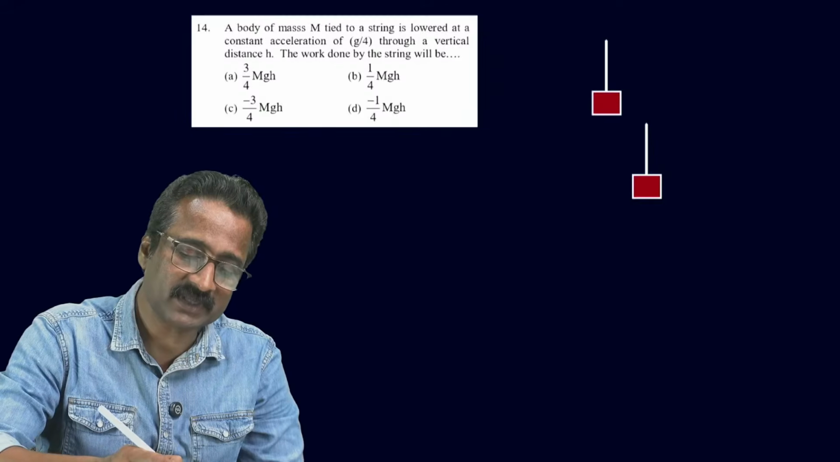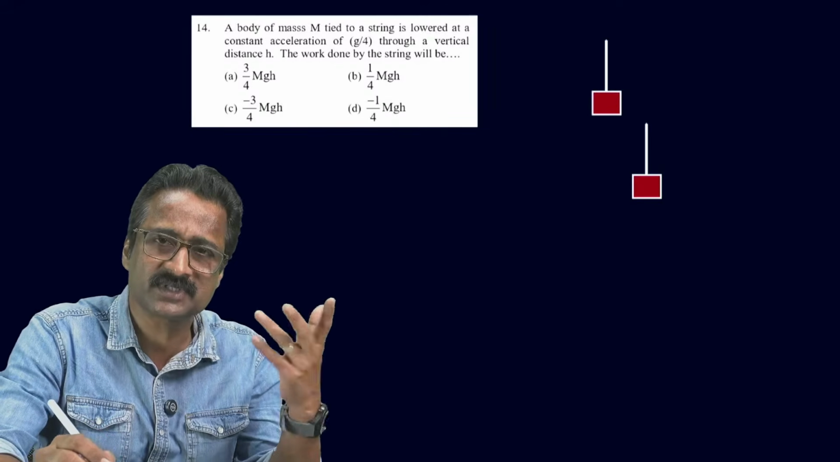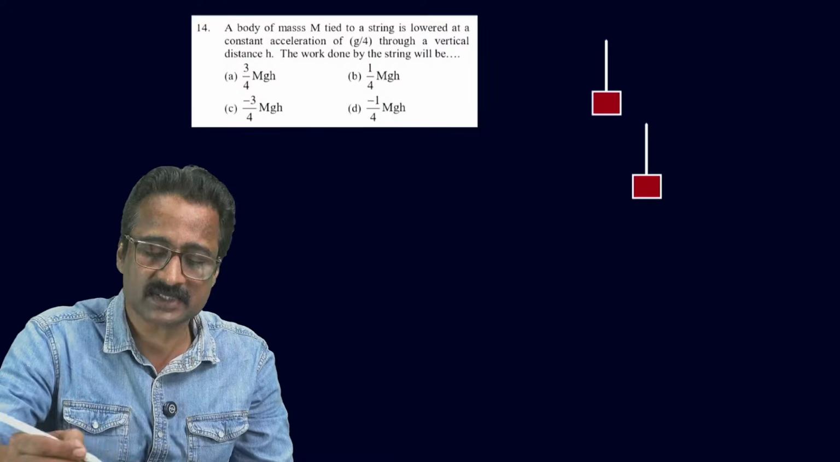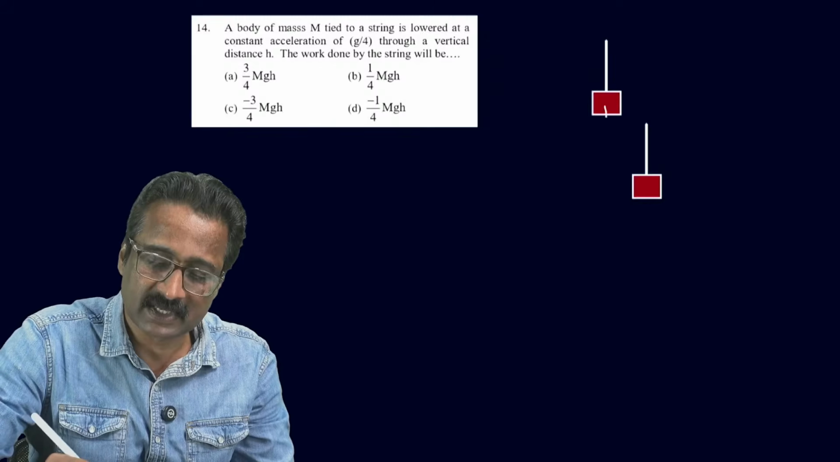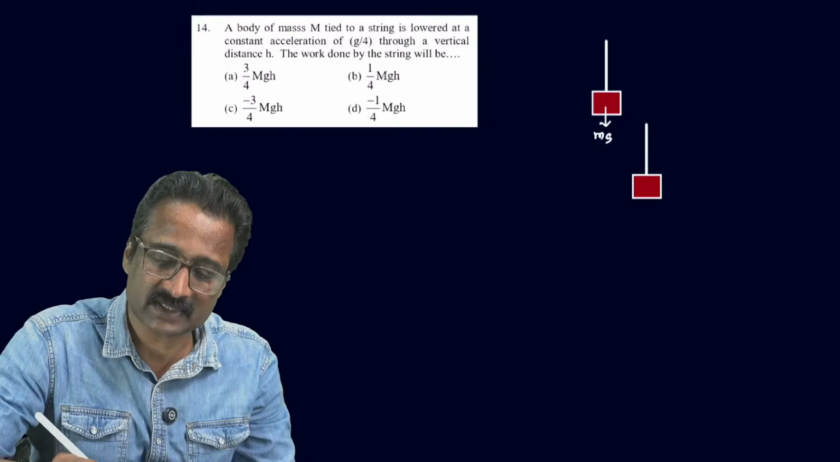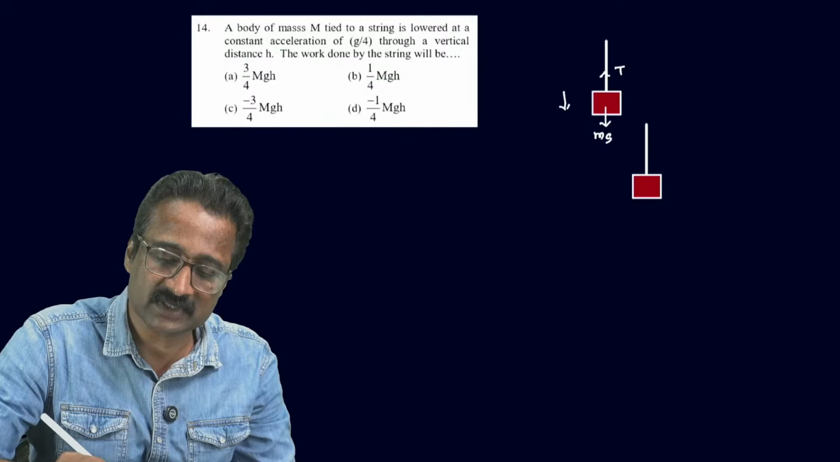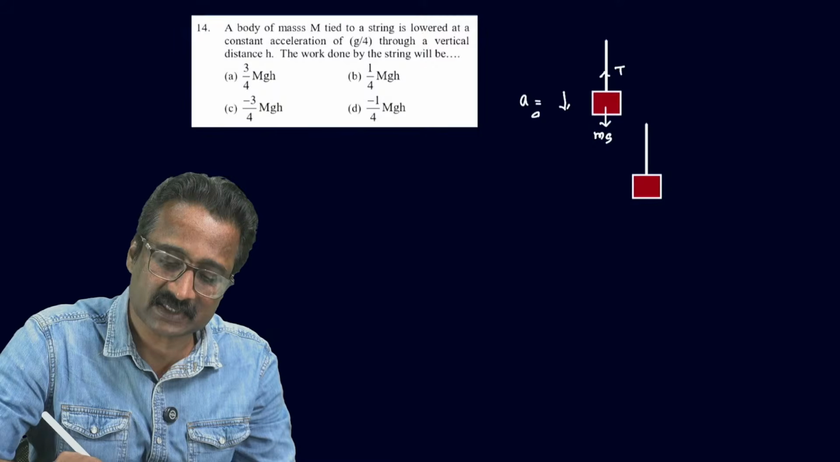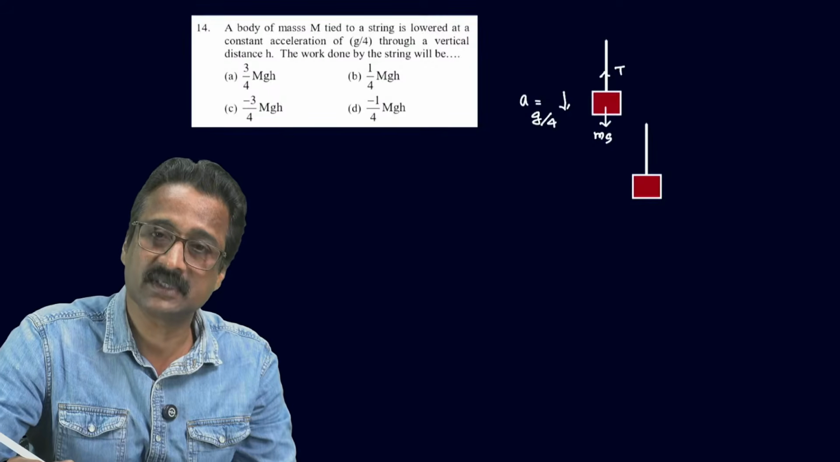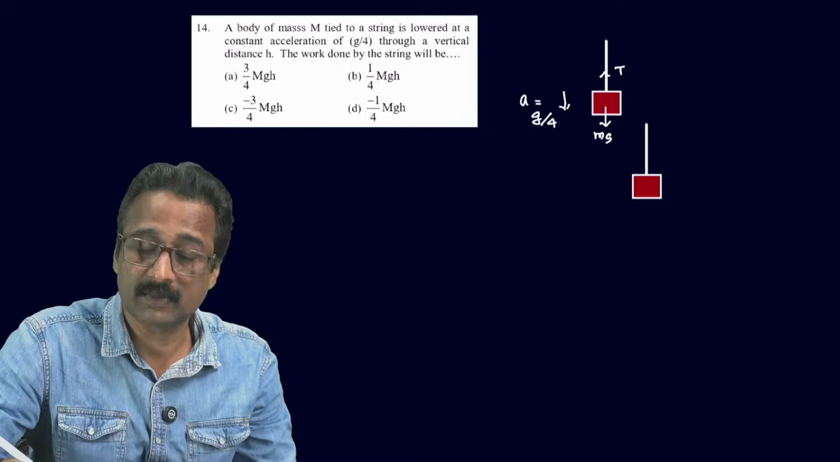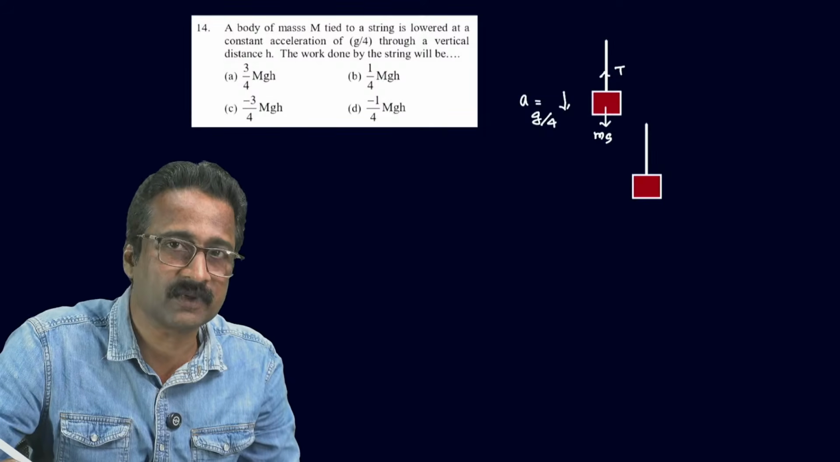Work done by the string is basically force into distance into cos theta. But let us see what the forces at play are. Again, there is mg acting downward on this body. It is attached with a string, but it is not in equilibrium. It is given that this body is moving down at a rate a equal to g by 4. These are things that are given in the question. Now, let's first of all find what T is required for that.